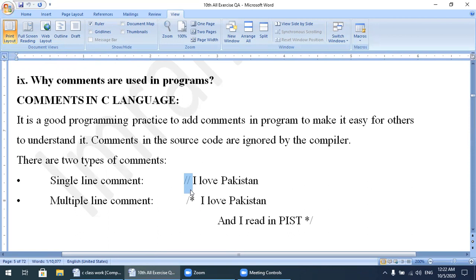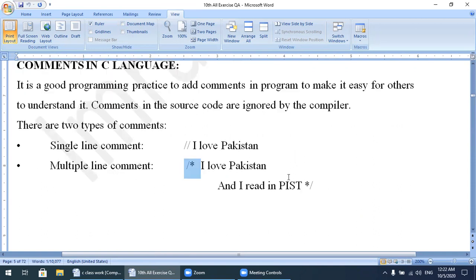And if I use multiple lines, either two lines or more than two lines, I must use forward slash asterisk. Then at the end, when my comment is complete, I will put asterisk and forward slash to close the multi-line comment. So slash asterisk and asterisk slash is known as multi-line comments. Next question.